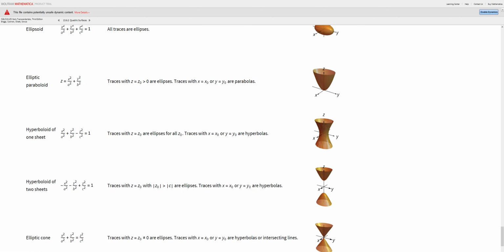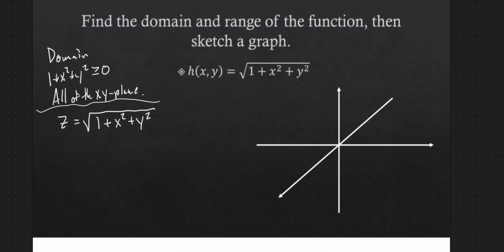So maybe before we do that, let's jump back and square both sides. Keep in mind, z is always positive here. So I'll make a little note to myself. Note that z is greater than or equal to 0 for all pairs x and y. And so z squared is then equal to 1 plus x squared plus y squared.